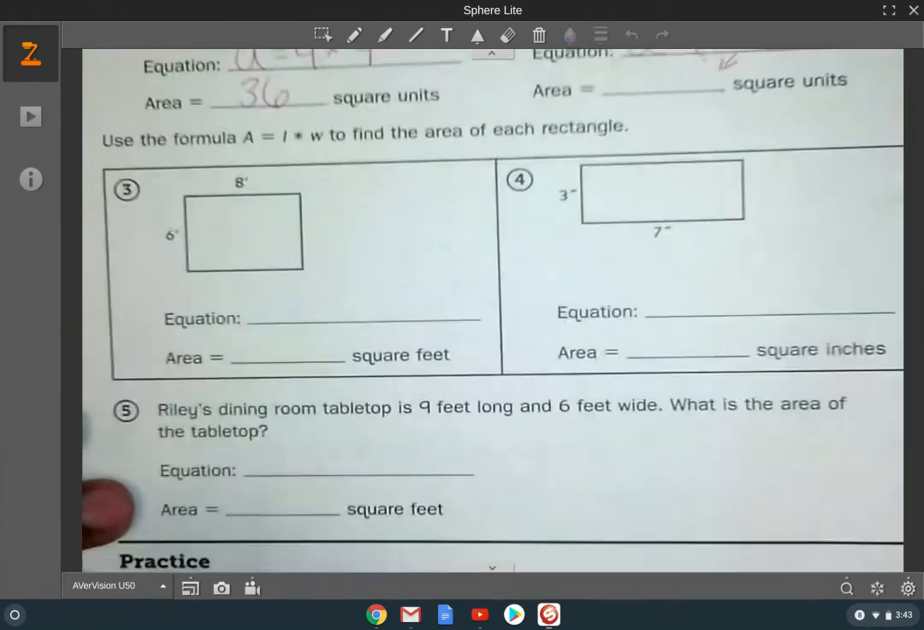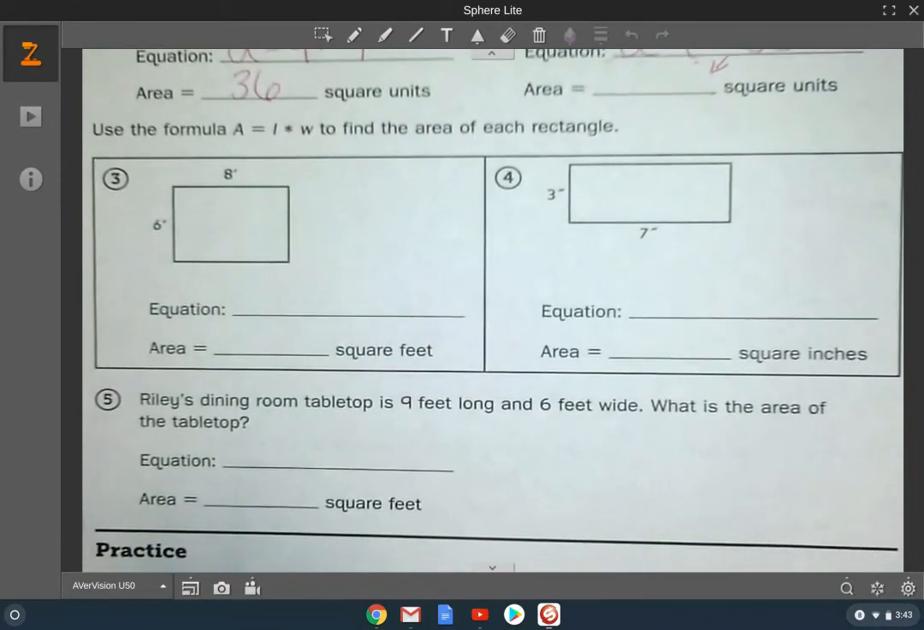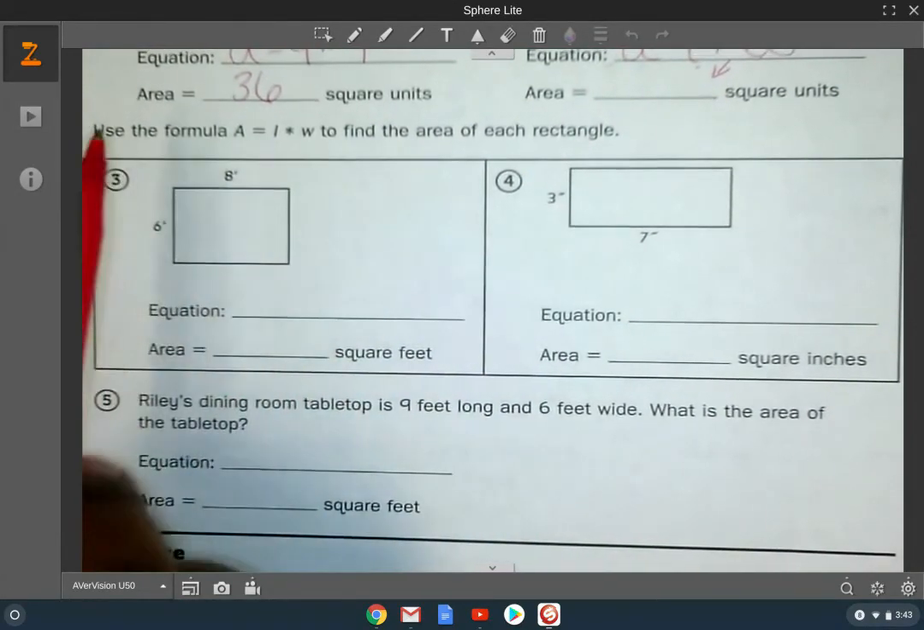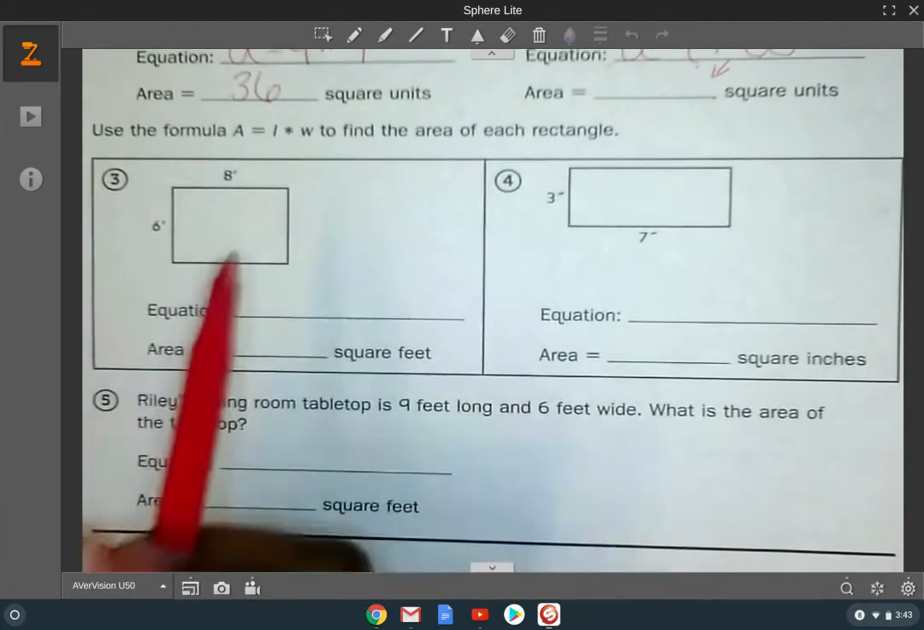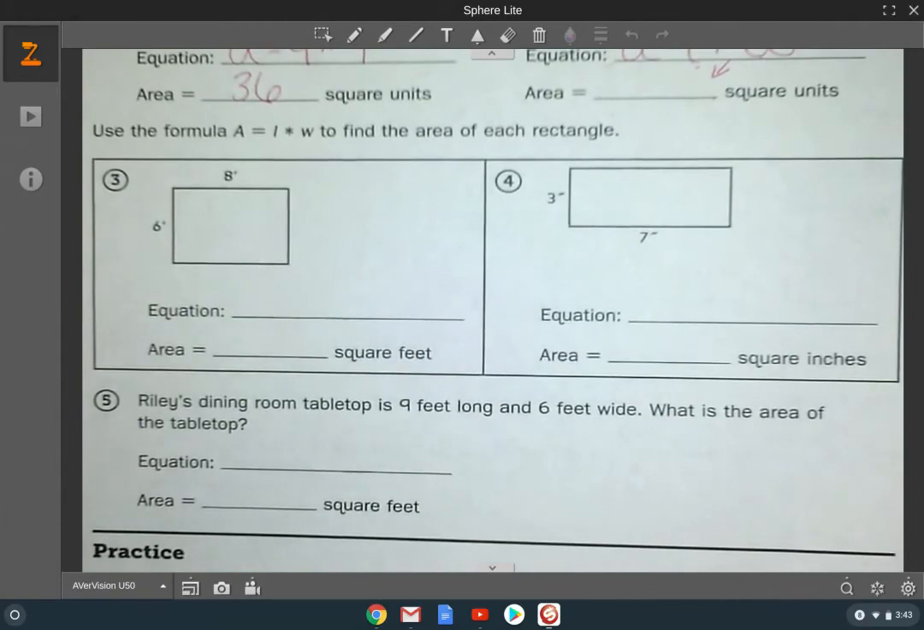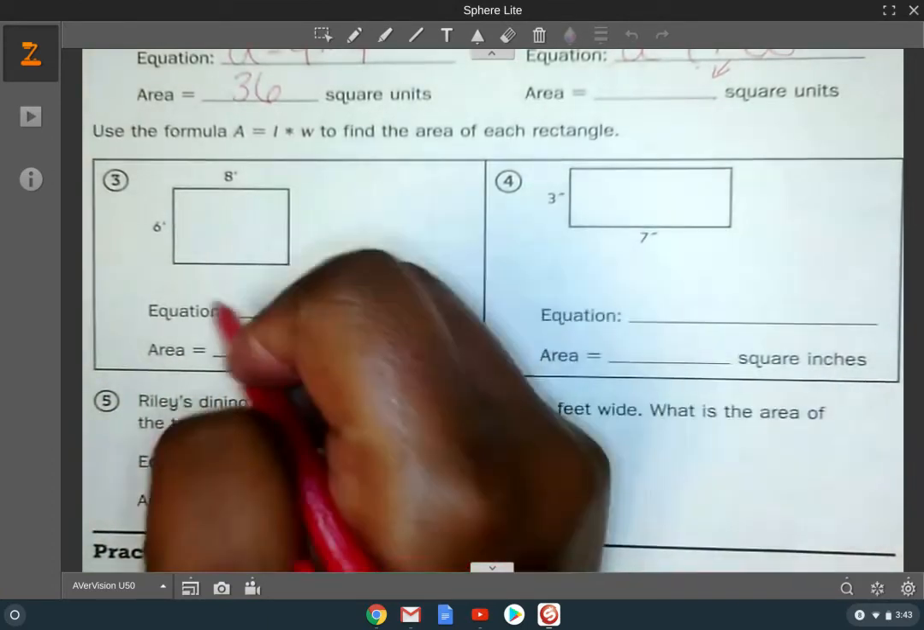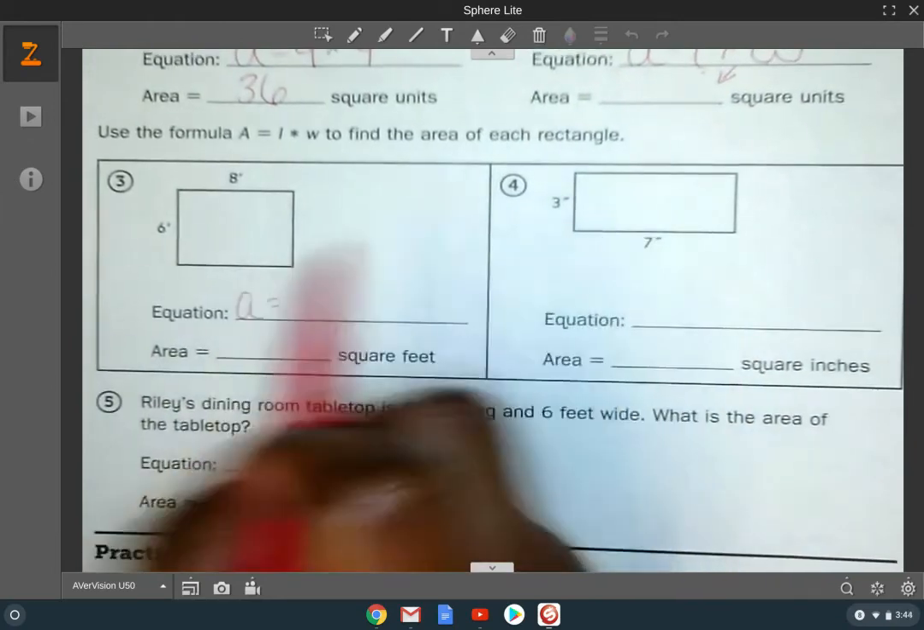Let's just keep going. I mean, you are rocking on area. The great thing this time is they helped us with the formula. So we have that up top. We're filling in the blanks. We also already have the numbers, so we do not have to draw a rectangle. It's provided for us. We know the measurement. So our equation is area equals length times width.